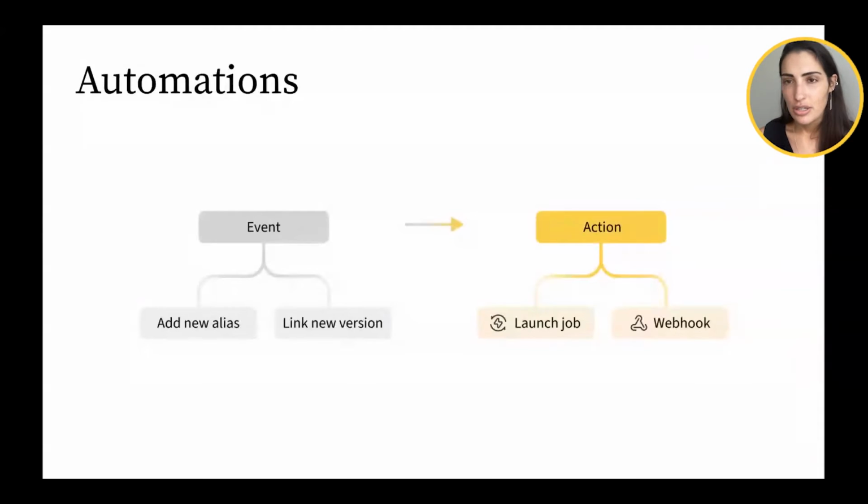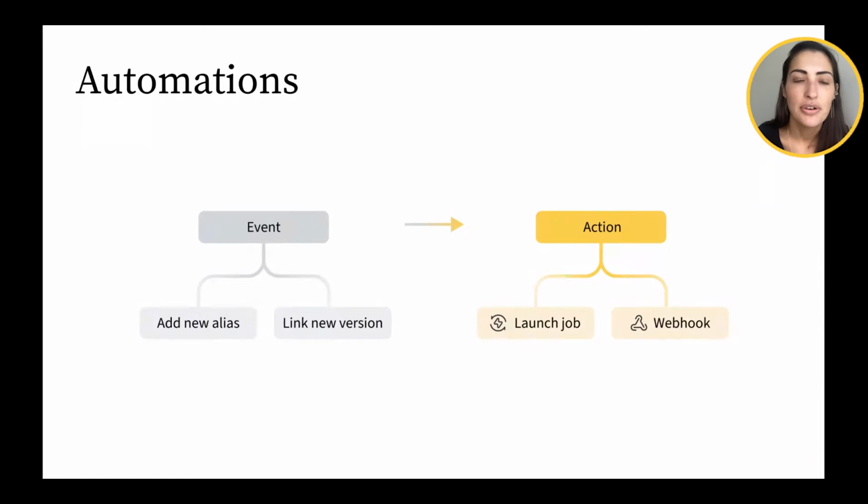So to clarify, an automation is just an event action pair, where an event is something that takes place, like a specific change in the model registry, like a new model version is added, and that is hooked up to an action. So this is a downstream action that is triggered in response to the event happening. So it's nothing fancy. Again, it's this event action pair.